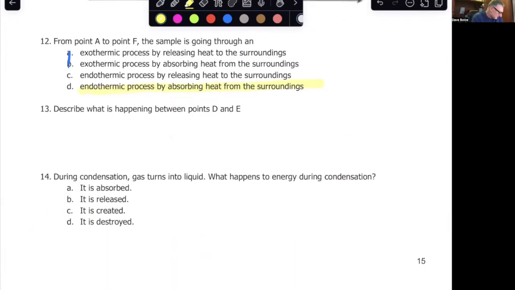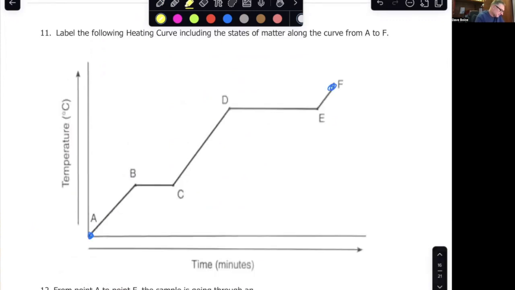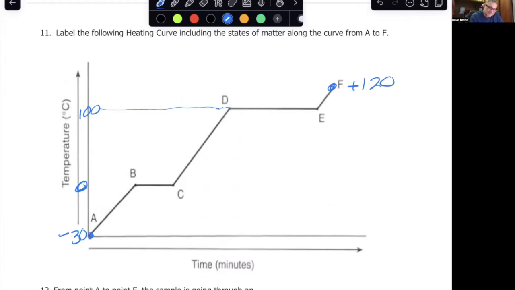What's happening between points D and E? It's very important that you understand what's happening between all of these points. So here, let's just make some numbers up that are somewhat true. Let's say negative 30 Celsius for here. Let's just say 0 because this is my freezing point. And here, let's give that a value of 100. All right, so there. And then let's say, I don't know, positive 120. Why not? All right, that looks about the scale. Okay, so from negative 30 to 0, water is ice. From 0 to 100, it's water, and anything above 100 is steam.